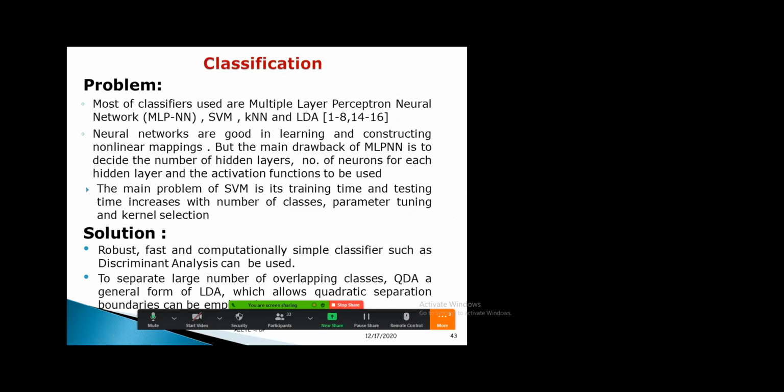So what happened was, up to this point, we have tried to separate the classes. We made the pairs with the sparse filtering. We also checked that our classes were identified accurately with the help of QDA, which is a general form of LDA, a discriminant analysis, and we used many other methods like SVM and KNN. Most classifiers use MLP and so on, but the basic problem there is you have to tune many parameters.